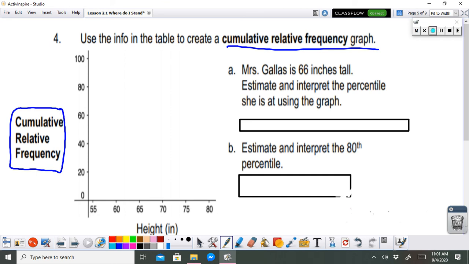For 55 over here, how many points are from 55 and below? How many points, or technically, how many percent, is from 55 or below? And I think we don't have one, so that's 0.